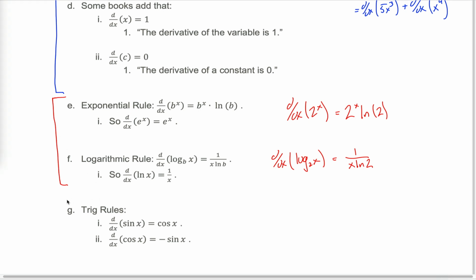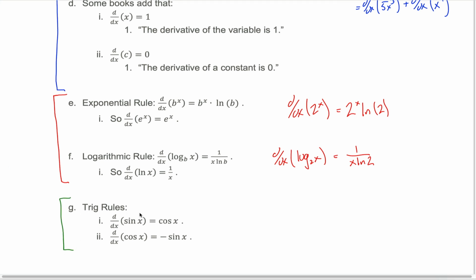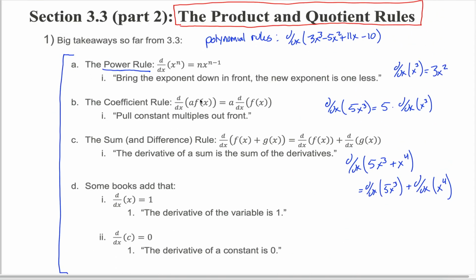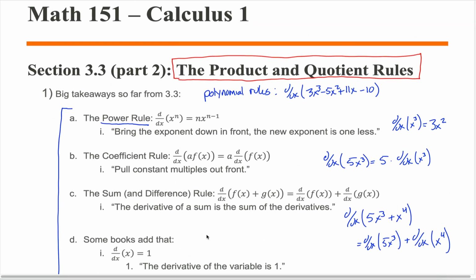One more group in my mind of functions are these trig functions. And this is a group that we're going to add on to in the next section. But for now, the only two trig functions we know how to take the derivative of are sine and cosine. And those two functions almost serve as each other's derivatives, but not quite. The derivative of sine is cosine. Unfortunately, the derivative of cosine is not sine, it's negative sine. You just have to remember that negative in there. Anyways, those are all the rules that we've developed so far in 3.3.